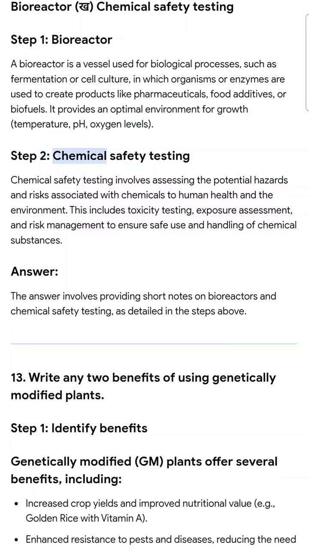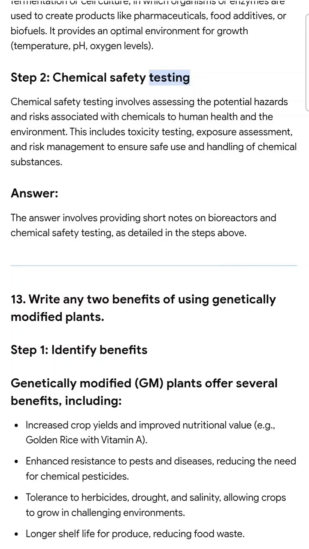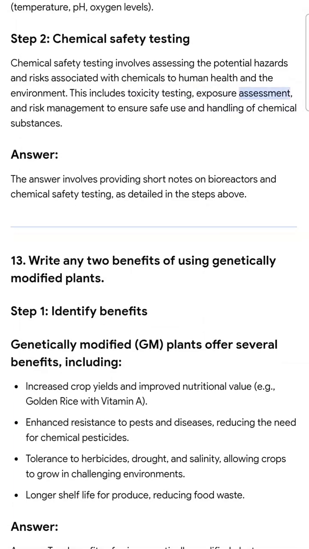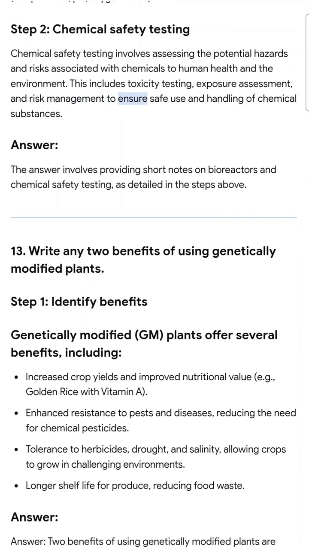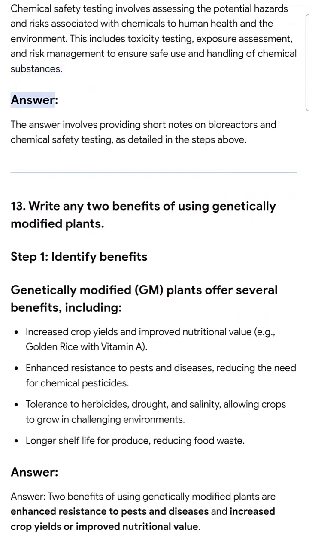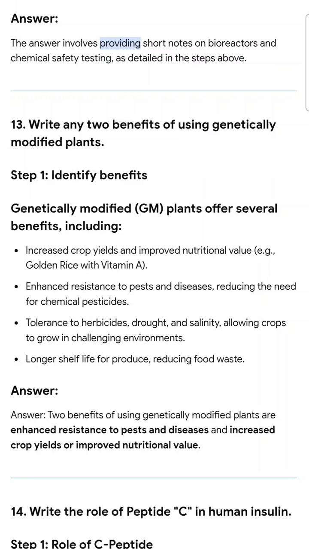Step 2. Chemical safety testing. Chemical safety testing involves assessing the potential hazards and risks associated with chemicals to human health and the environment. This includes toxicity testing, exposure assessment, and risk management to ensure safe use and handling of chemical substances. Answer. The answer involves providing short notes on bioreactors and chemical safety testing, as detailed in the steps above.